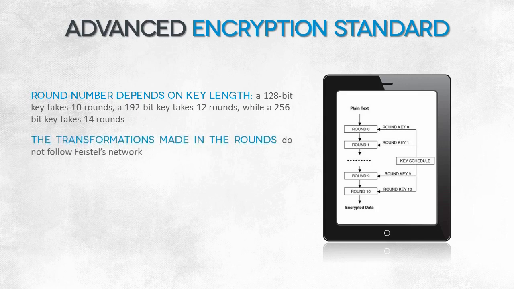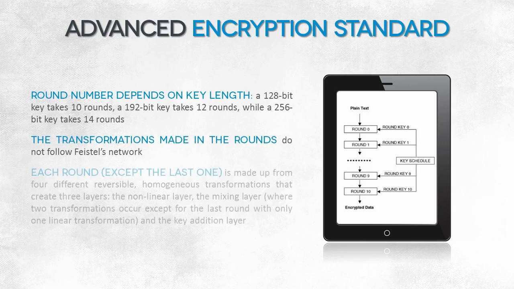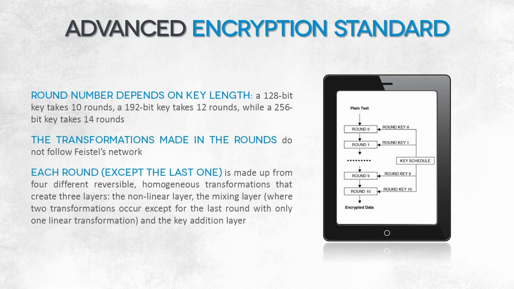It's interesting to note that the Advanced Encryption Standard does not use Feistel's network. The structure that it uses is hard to talk about without an animation or a graphical aid. For now, remember that the round number is determined by the length of the key. Each round uses a round key.